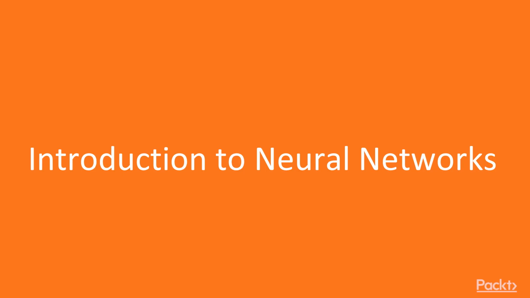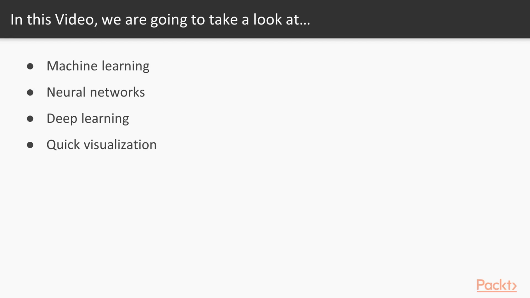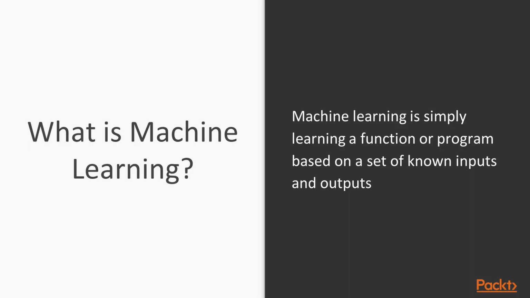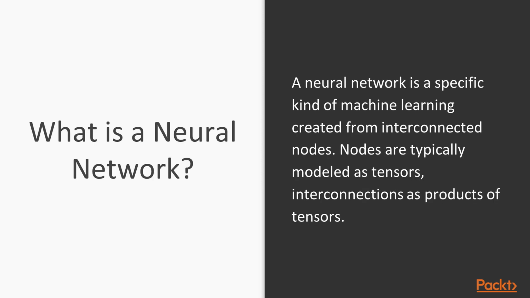In this video, we'll have an introduction to neural networks. We'll look at machine learning and the difference between machine learning and neural networks, deep learning, and then we'll have a quick visualization to tie it all together. Okay, so what is machine learning? Machine learning is simply learning a function or program based on a set of known inputs and outputs. Rather than you figuring out the algorithm or memorizing it or coding it, machine learning actually computes the algorithm to solve your problem.